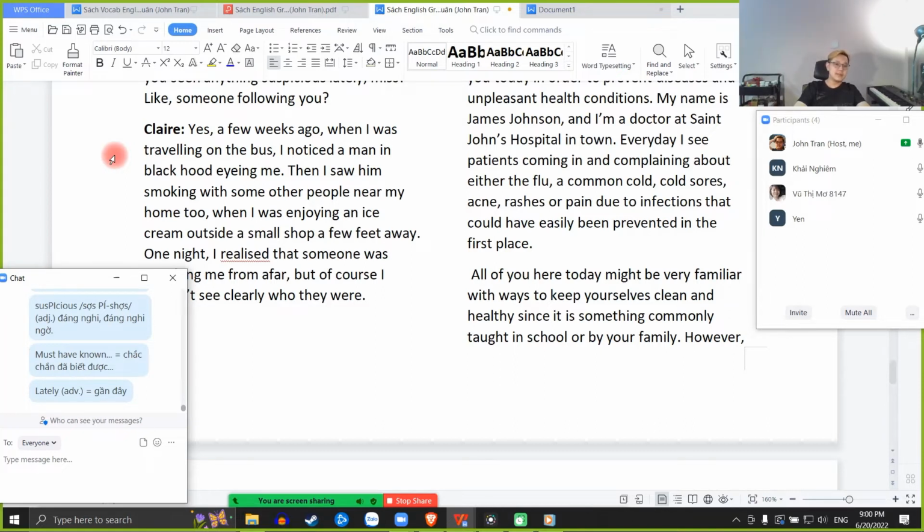Then I saw him smoking with some other people near my home too. When I was enjoying an ice cream outside a small shop a few feet away.